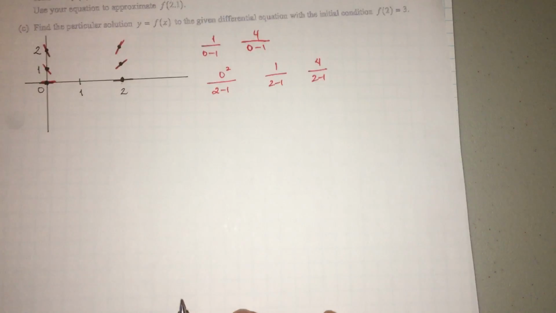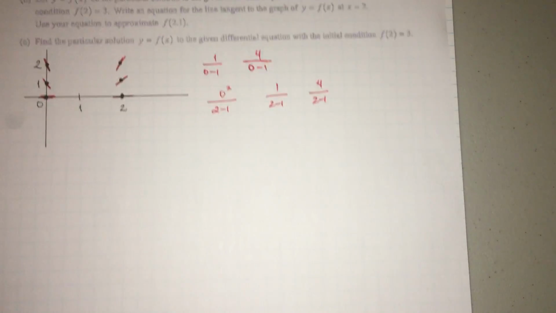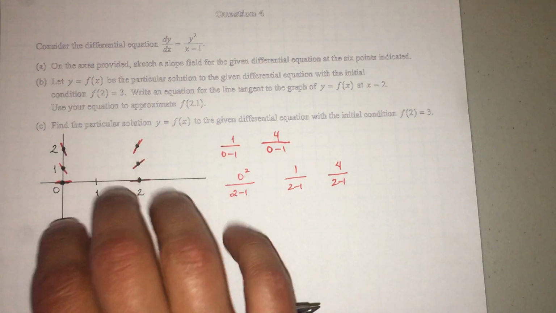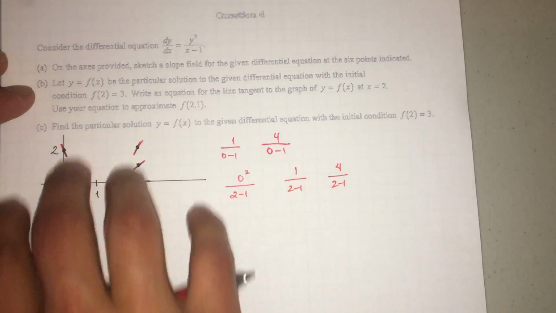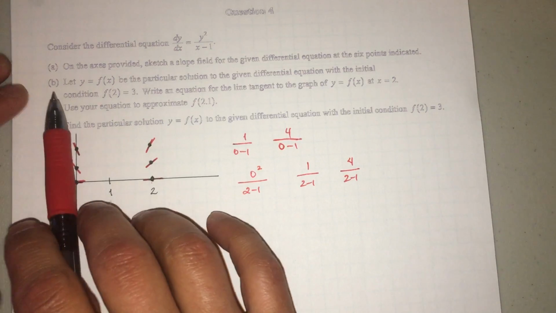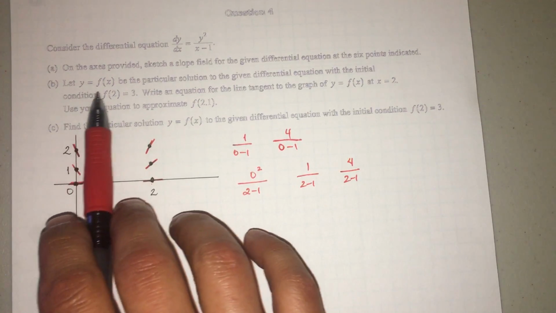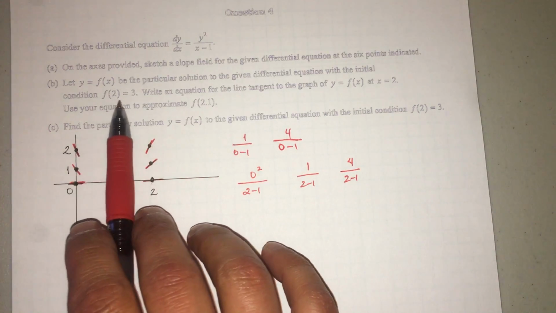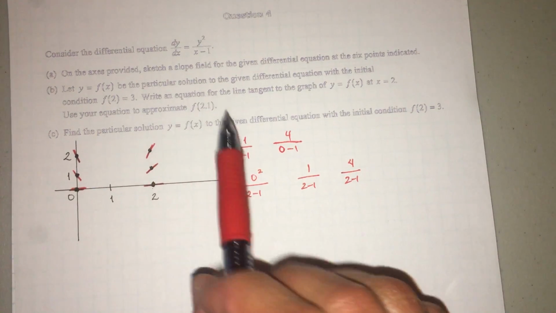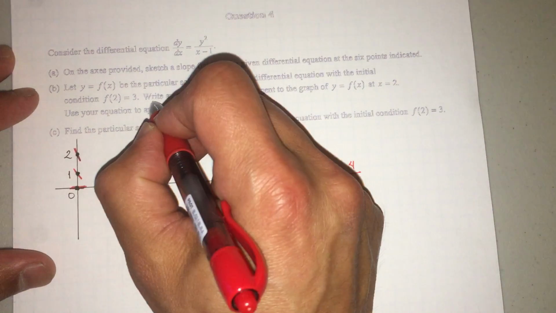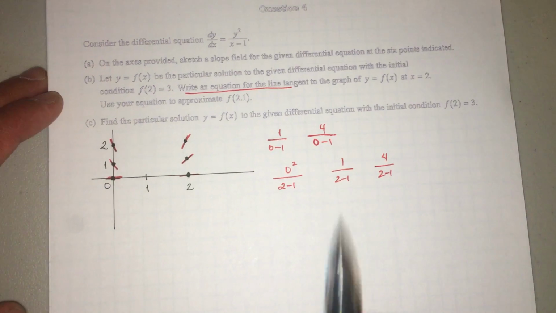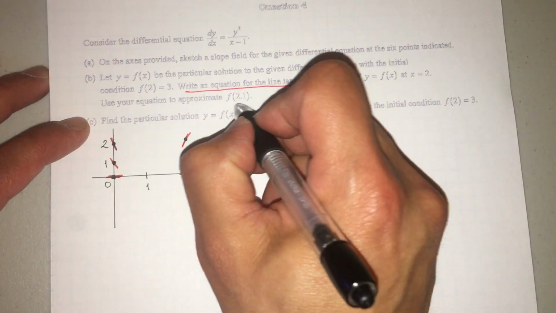Now let's go ahead and finish this one. We sketched the slope field, so now let's do letter B. Let y equals f of x be the particular solution to the given differential equation with the initial condition f of 2 equals 3. Write the equation of the line tangent to the graph at x equals 2, and then we have to approximate f of 2.1.